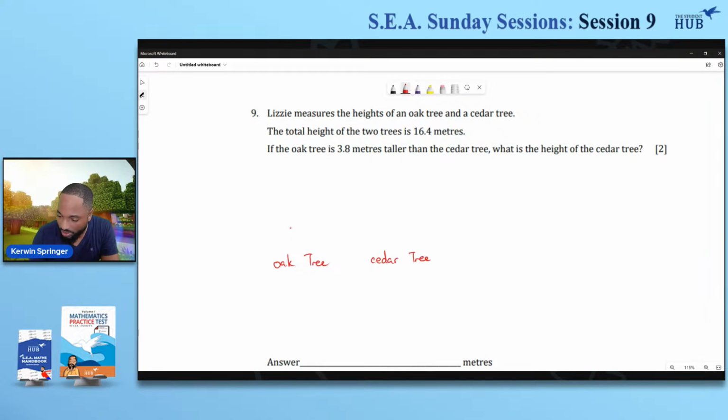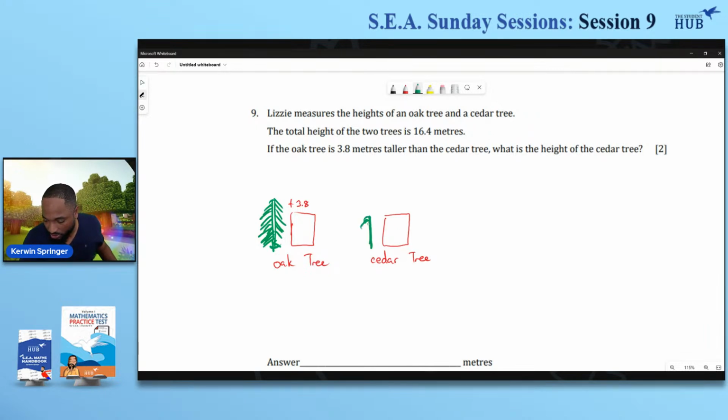Both of them are the same height except, well, the oak tree is 3.8 extra. So I need to add that 3.8. Otherwise, they would have been the same height. So that's the excess. So that's our oak tree there. And our oak tree does not look like this. Does our oak tree look like this? And the cedar tree, well, the cedar tree is not the height of the oak trees. 3.8 meters shorter. So that's our cedar tree there.